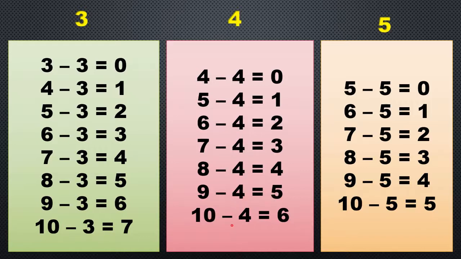Now let's see table of 5. 5 minus 5 is equal to 0. 6 minus 5 is equal to 1. 7 minus 5 is equal to 2.